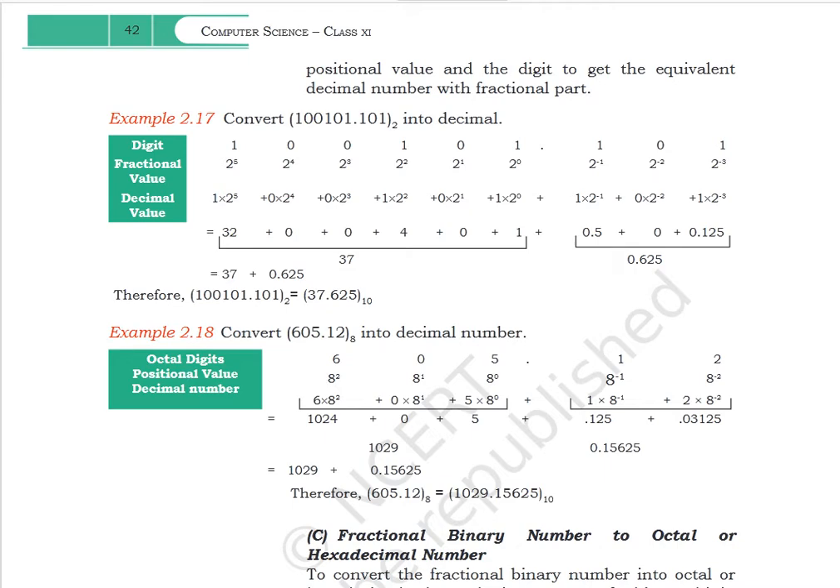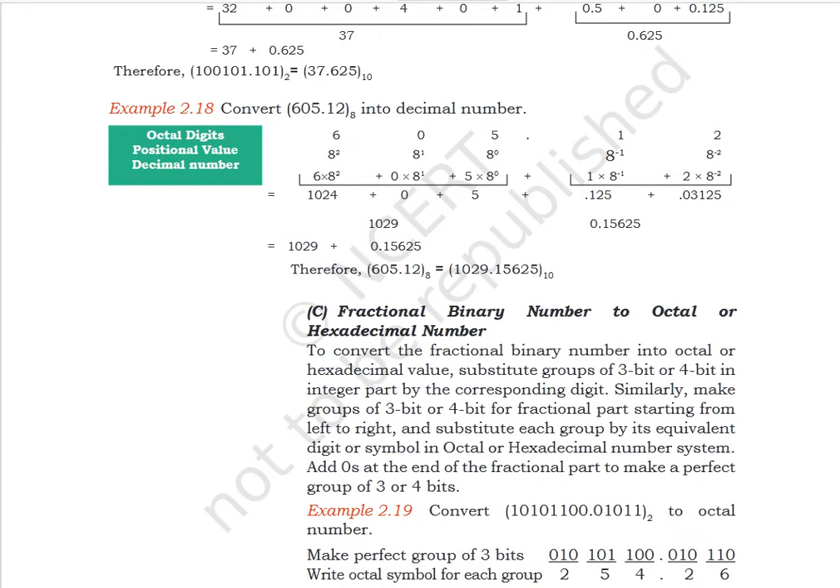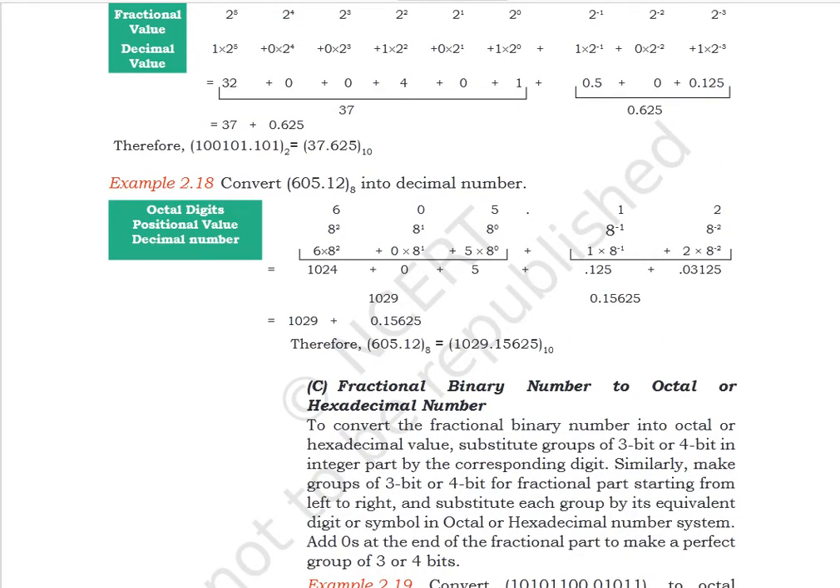After calculating this, we get all these values and the final value would be 37.625 to the base 10. This is the procedure to convert with the help of positional value, binary to decimal. And octal to decimal, same procedure. Instead of 2, we use here 8, because for octal the base value is 8, and the same thing is done here.